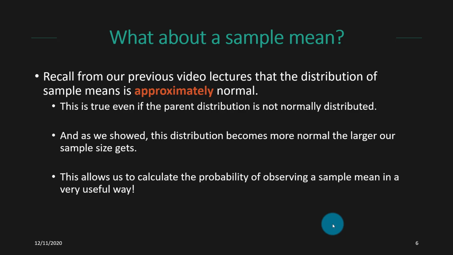Now, recall from our previous video lectures that the distribution of sample means is only approximately normal. But the nice thing is that this is true even if the parent distribution is not normally distributed. So by the central limit theorem, we know that regardless of what the parent distribution looks like, as long as we're talking about sample means, the distribution of those sample means is going to become more and more normal the larger our sample size gets. And this is awesome because it allows us to calculate the probability of observing a sample mean even if we don't know anything about the population. And that's really key because oftentimes we have pretty limited information about the population. So this becomes very, very useful.